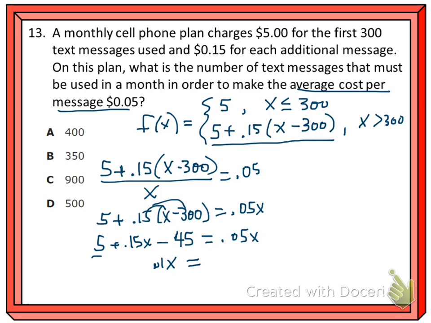So on the left-hand side, the 5 and the negative 45 make negative 40, but I add it over and I get positive 40. Now just multiply both sides by 10, and I get x is equal to 400 messages. 400 messages? Oh, well, look at that. That's answer choice A.